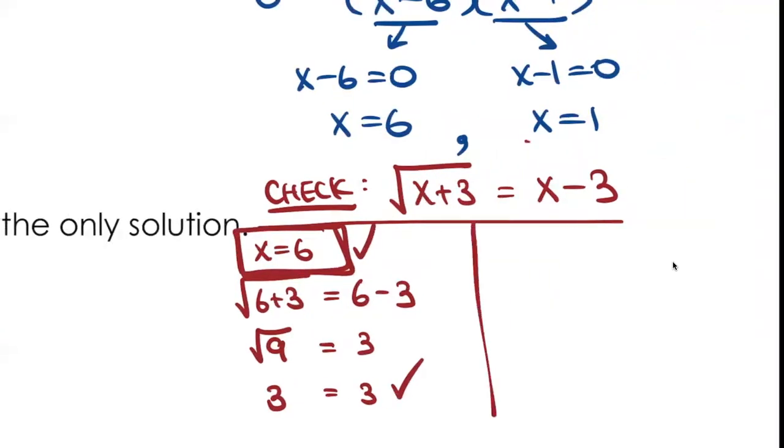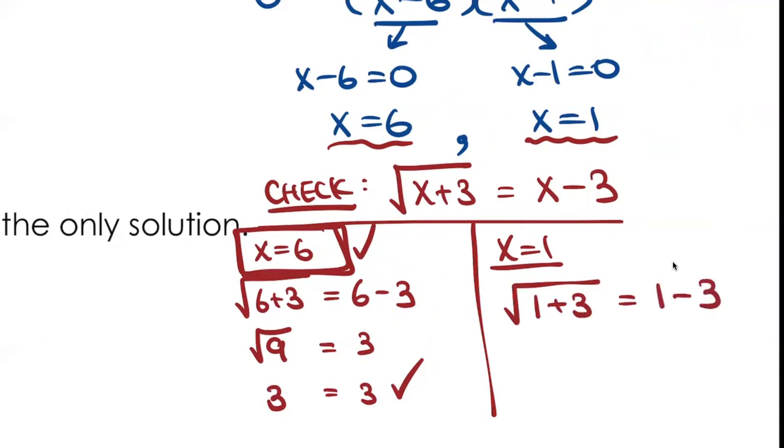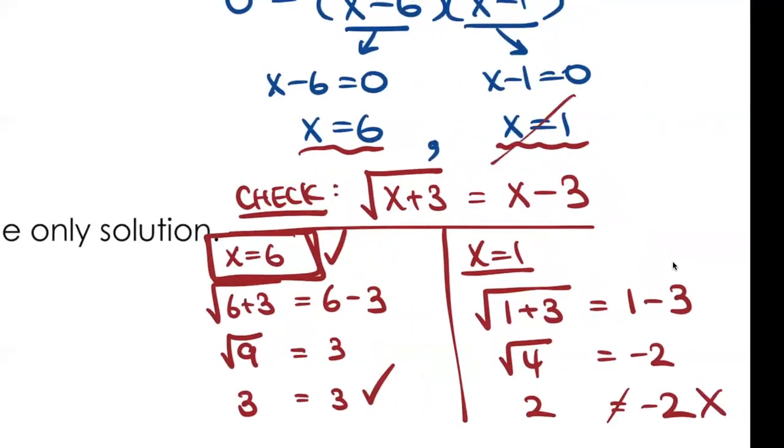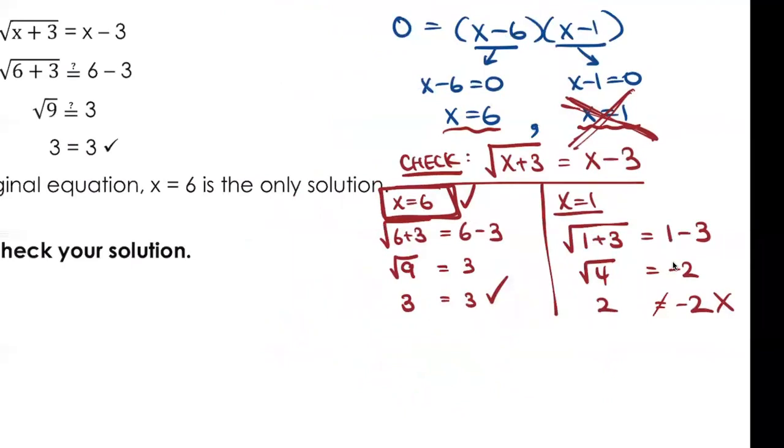Okay, let's try this one. x is equal to 1. When x is equal to 1, I'm going to plug that in. I get √(1+3) = 1 − 3, plugging it in for this x and this x. And I get √4, which is 2. Ooh, but this side I get −2. So this is not true. So x equals 1 is an extraneous solution, so I want to toss that one out. So my only solution is x equals 6.